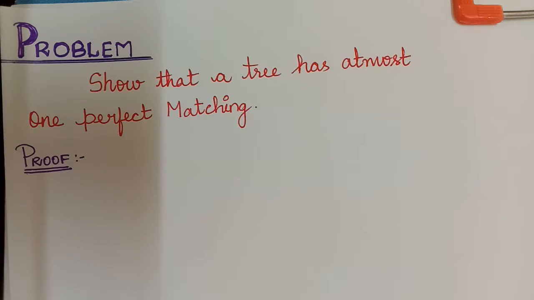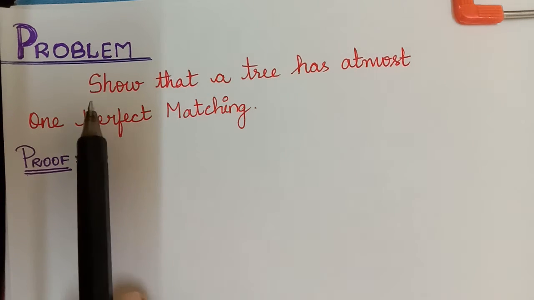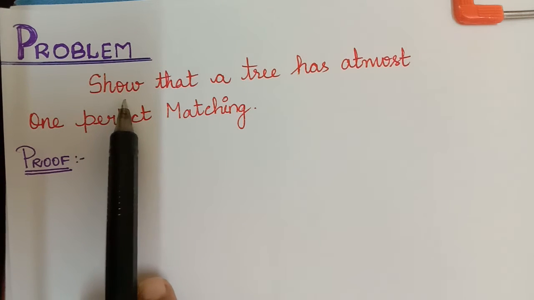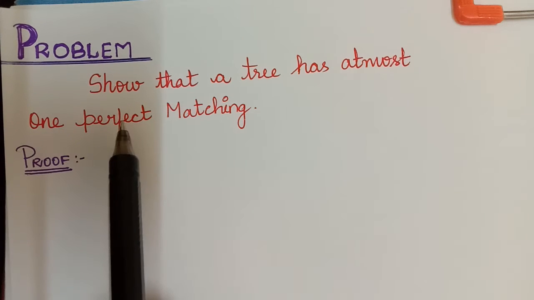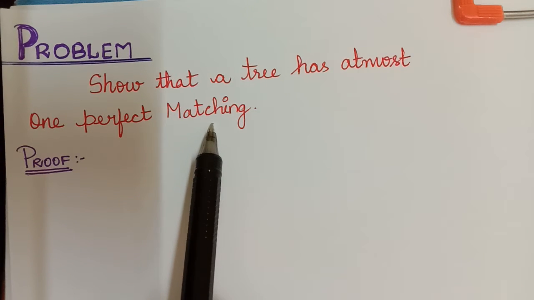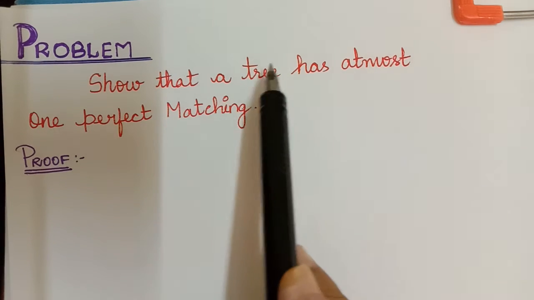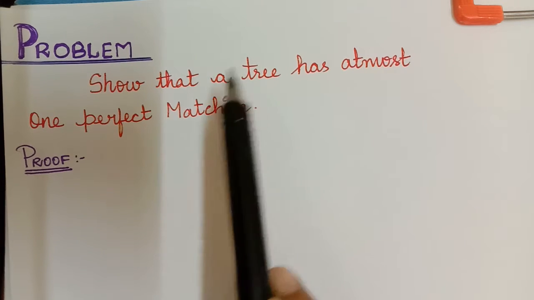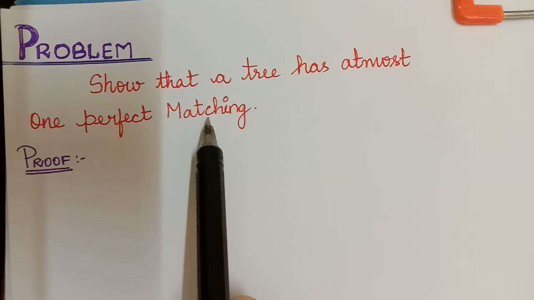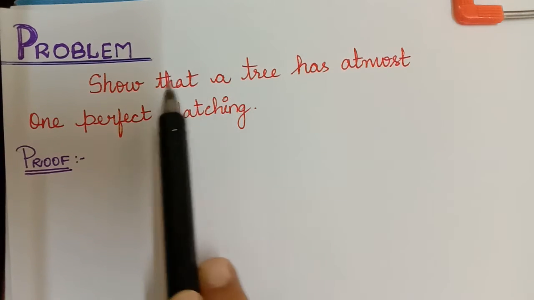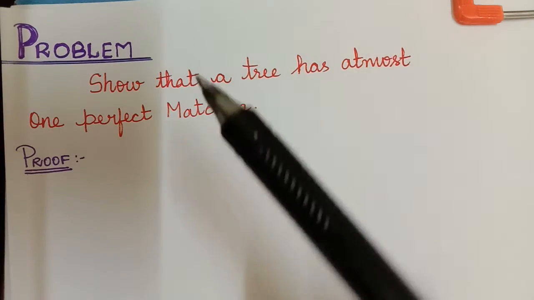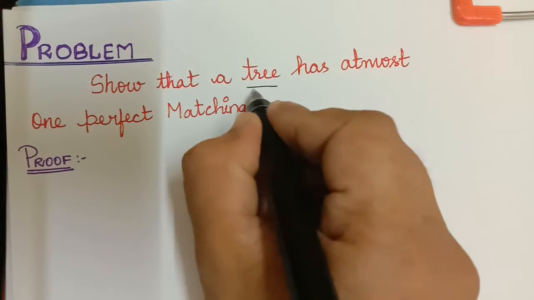Hello students, in this lecture let us solve this problem. We have to show that a tree has at most one perfect matching. So we have to show that a tree will have only one perfect matching and it cannot have more than one perfect matching. In order to show that, first we should know what is a tree.